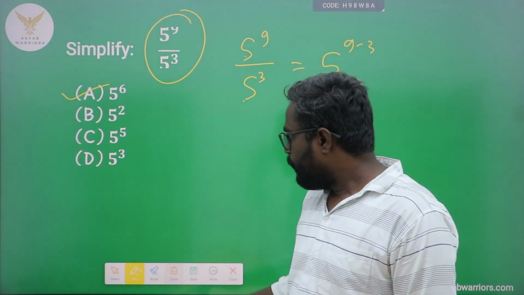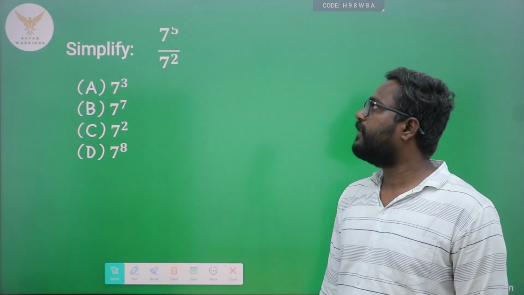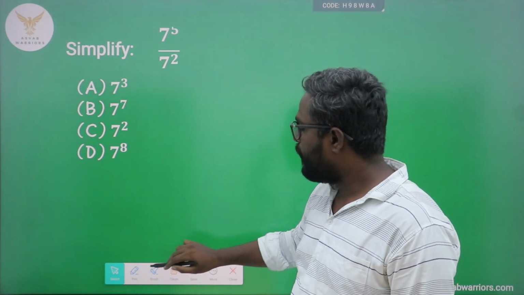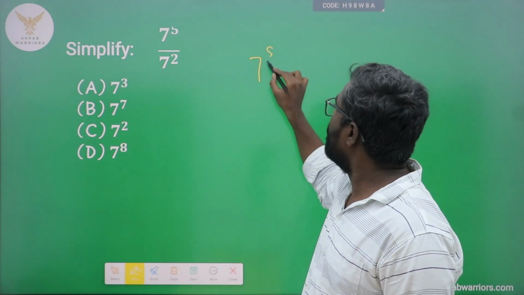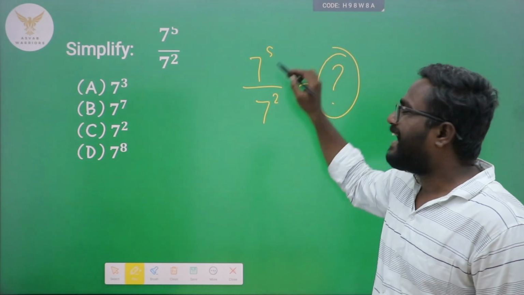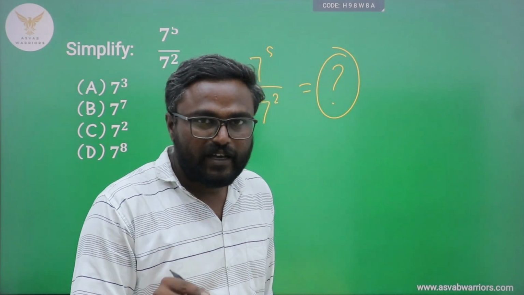Now, when we move on to the next slide, I want you to solve this question on your own. So the question says 7 to the power 5 divided by 7 to the power 2 is equal to what? I want you to write down the answer in the comment box.